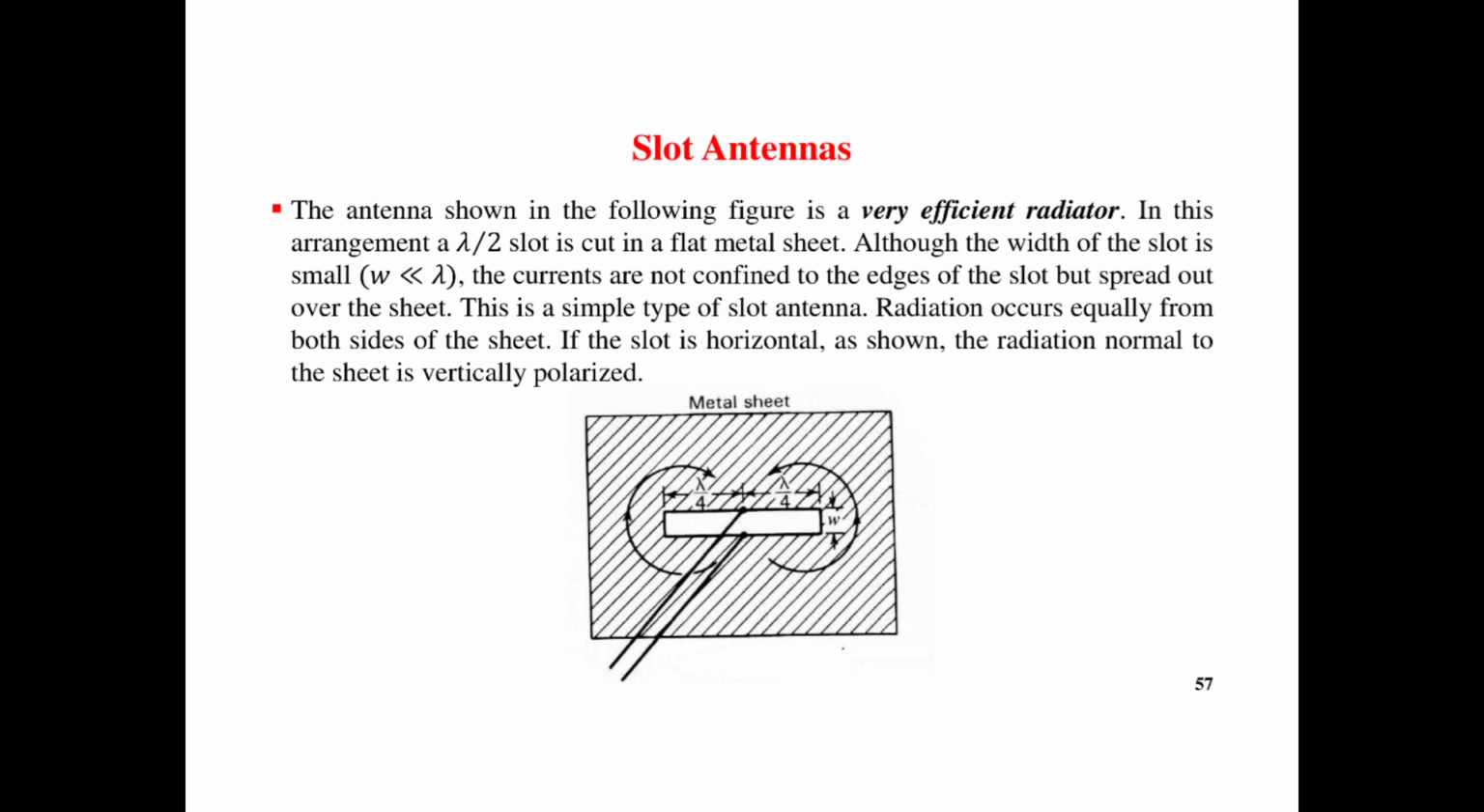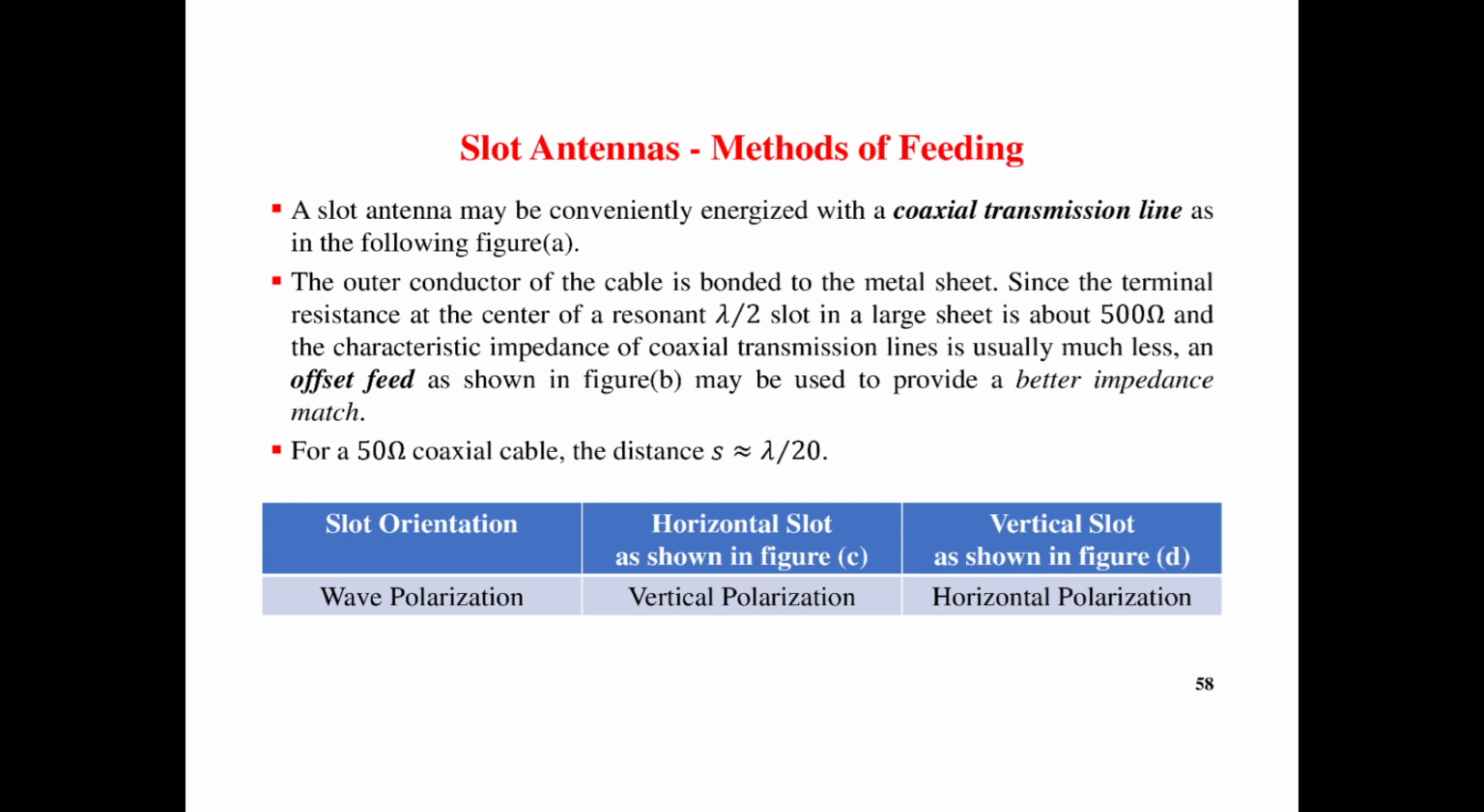In this arrangement, a lambda by 2 slot is cut into a flat metal plate. Although the width of the slot is small, the currents are not confined to the edges of the slot but spread over the sheet. This is the type of slot antenna. Radiation occurs equally from both sides of the sheet. If the slot is horizontal as shown, the radiation normal to the sheet is vertically polarized.